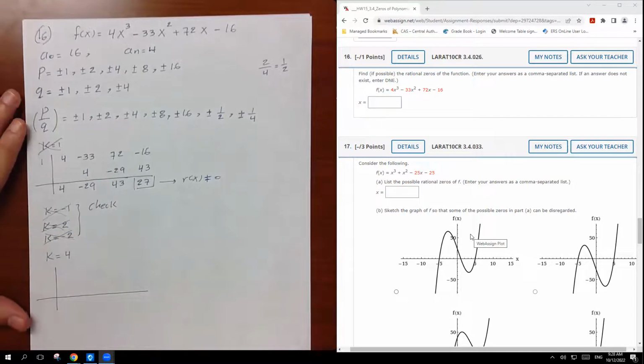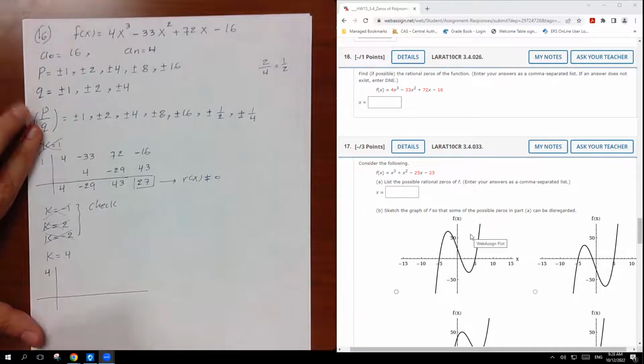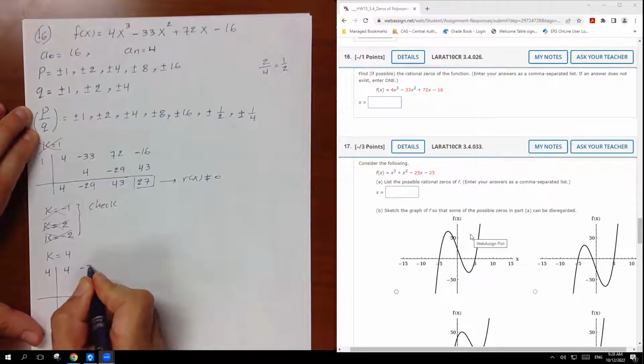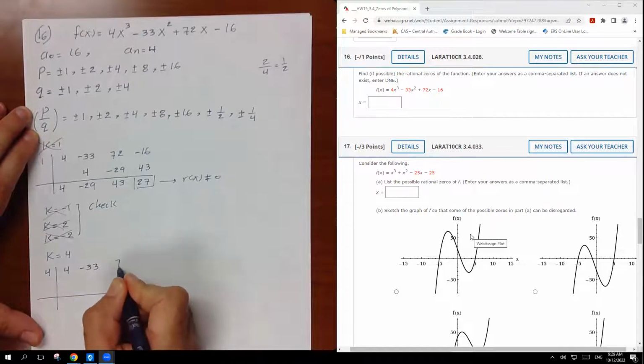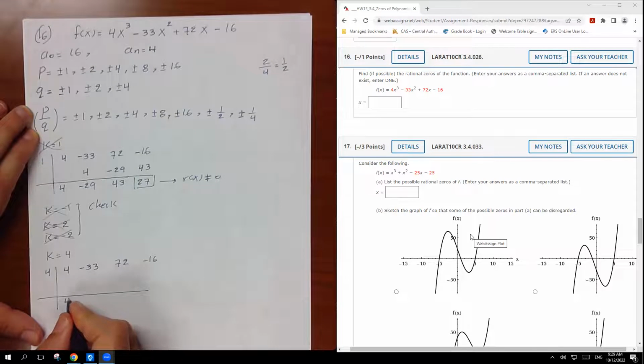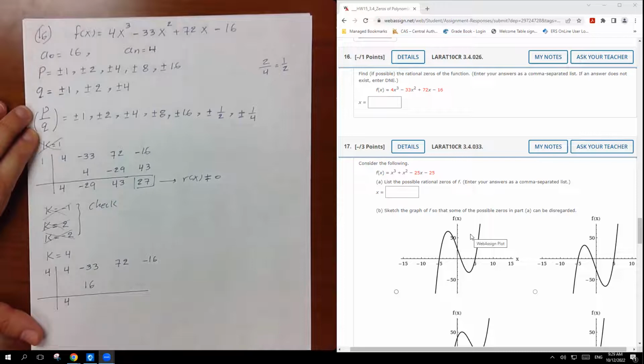Let's check if k equals 4. I'm not sure if it works or not. I'm just guessing, which is wrong. We don't have to guess. So let's say 4. The coefficients are 4, negative 33, 72, and negative 16. So write this down. 4 times 4 is going to be 16. And now negative 33 plus 16 is going to be negative 17.